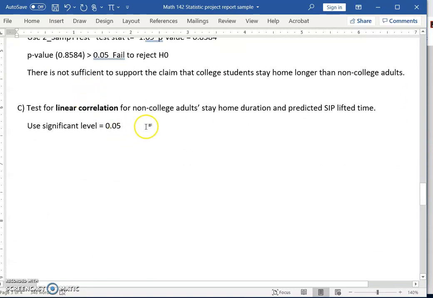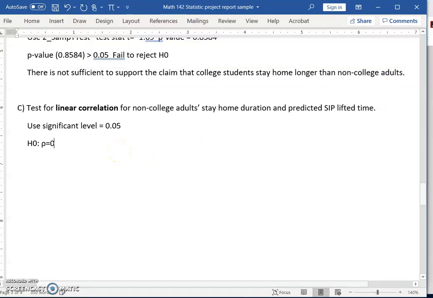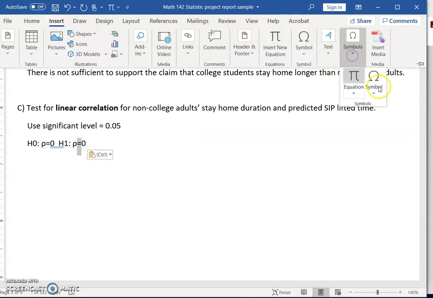To do a linear regression test, we can do H0, rho equal to 0, and then H1, the alternative hypothesis, is rho not equal to 0. So meaning H0 is no linear correlation, H1 is there is linear correlation. So do a not-equal. And this is usually what happens.